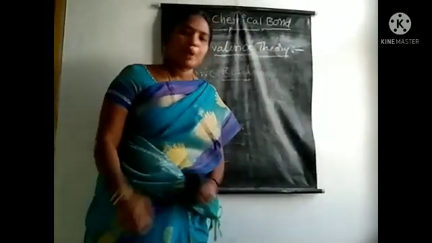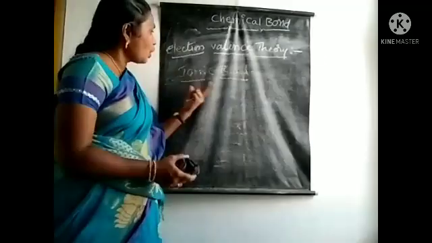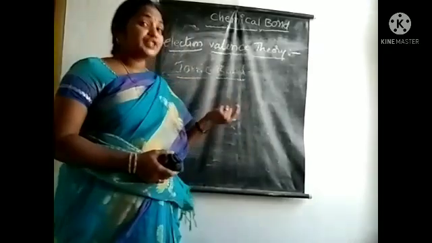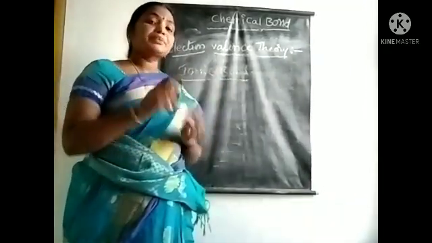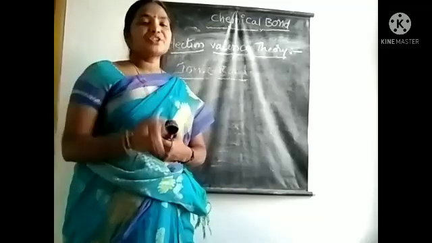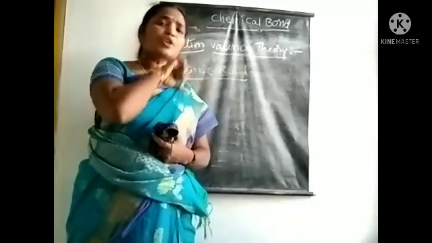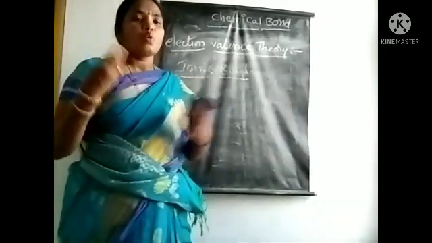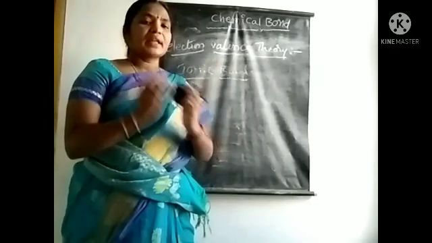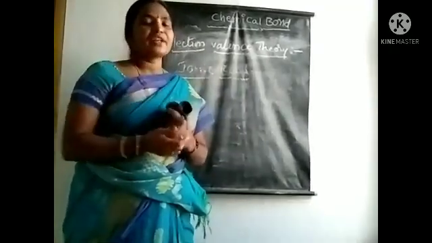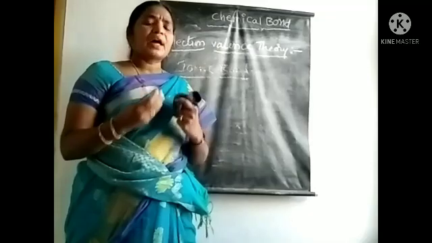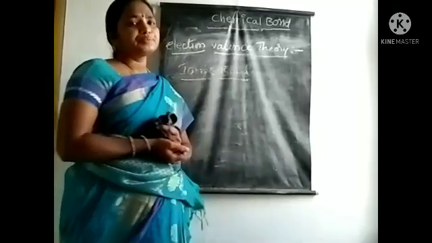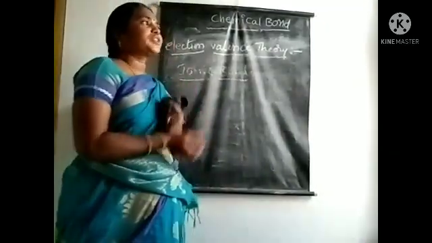The ionic bond was proposed by the scientist Kossel. The ionic bond is the transfer of ions between two oppositely charged ions, positively charged and negatively charged. When they come close together, the attraction force, that means electrostatic force, is there. Due to that, the chemical bond is formed. That's why so many compounds or molecules are formed.